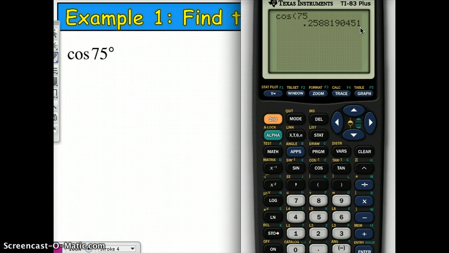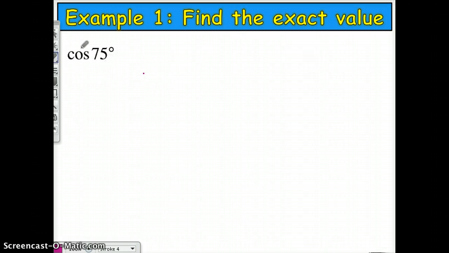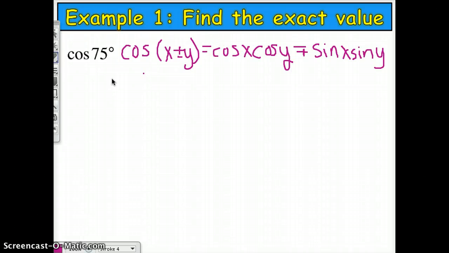When I say exact value, I'm talking radicals. So how do we do that? I'm about to show you. This, however, would be a correct answer. It's just not the exact value that they want. So cosine of 75. I'm going to get that cosine formula that I gave you earlier. It looked like this. So that's the first thing, get the formula written down.